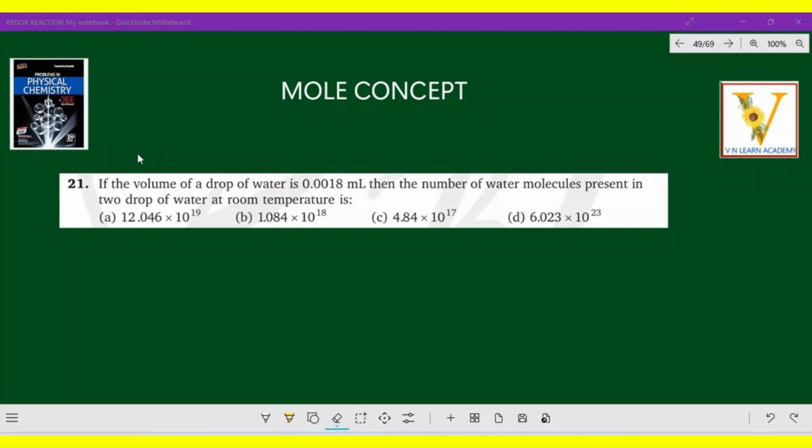Today, we are going to see some more interesting and important questions from Narendra Avasthi sir's physical chemistry. Mole concept, let us discuss a few more questions from this session.